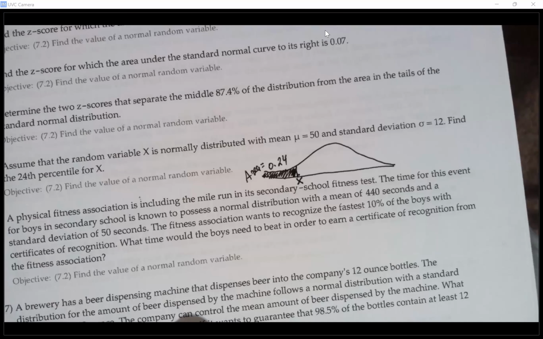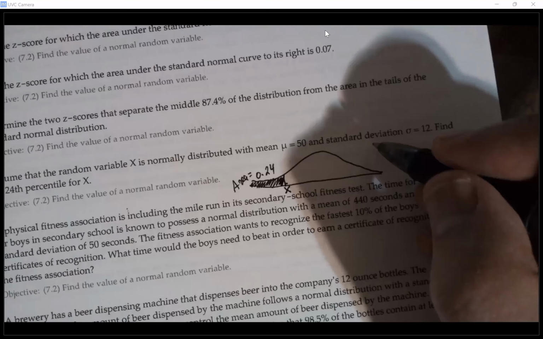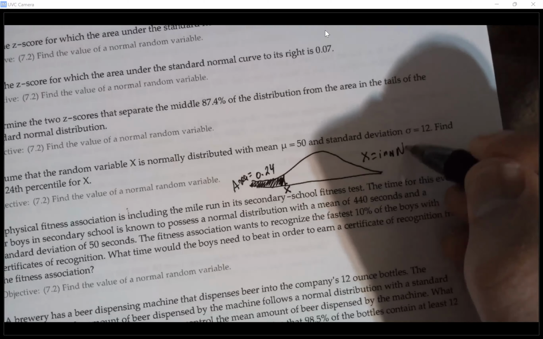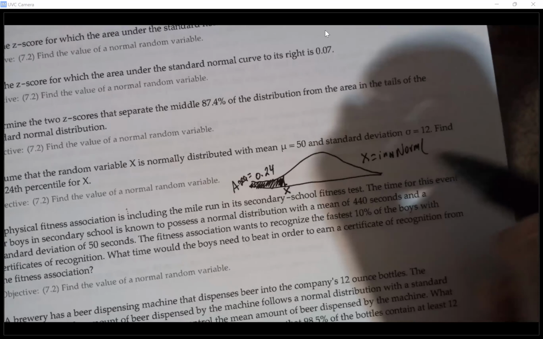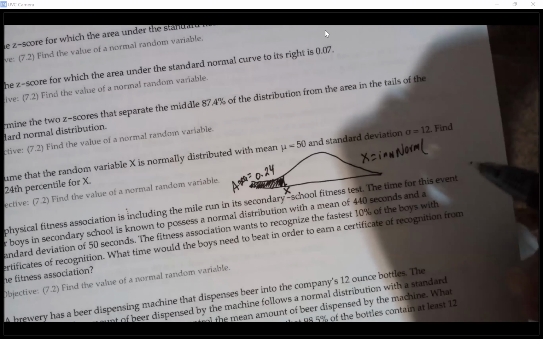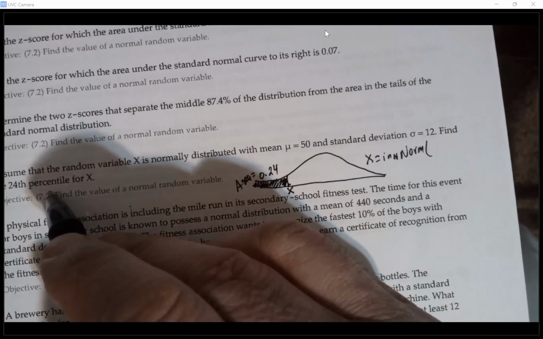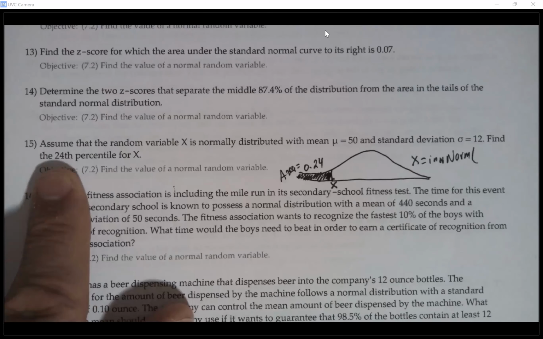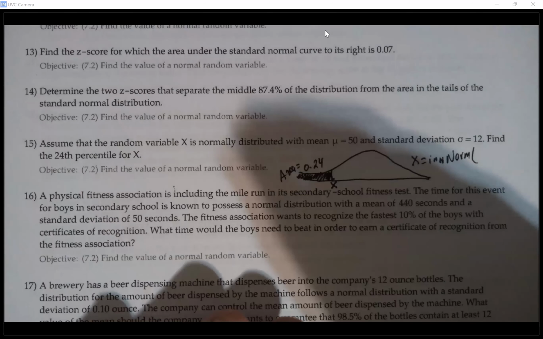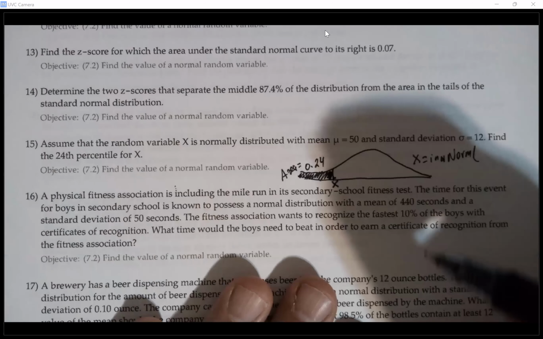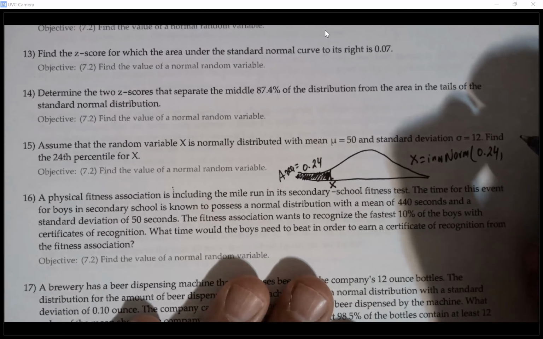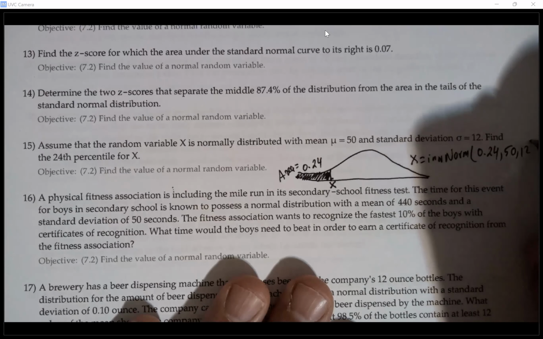Okay, in order to find this X value, you go inverse norm. Now it's X, not Z. You find the area to the left. So when it is a percentile, guys, you just use whatever the percentile he gives you as the area. So that's going to be the area right here. So 0.24, comma, the mean, not 0, 1. We're working with X now, comma 50, comma what, 12.